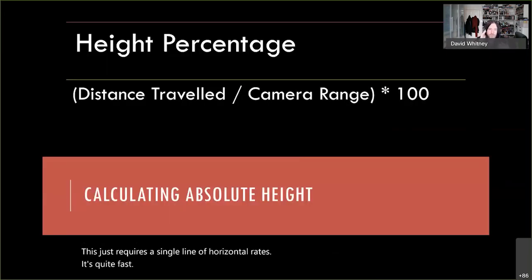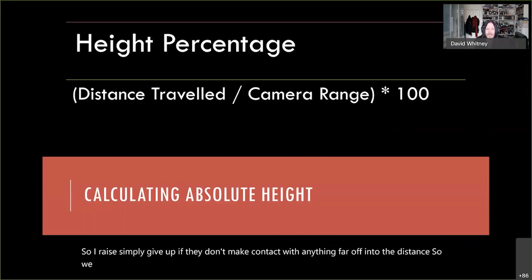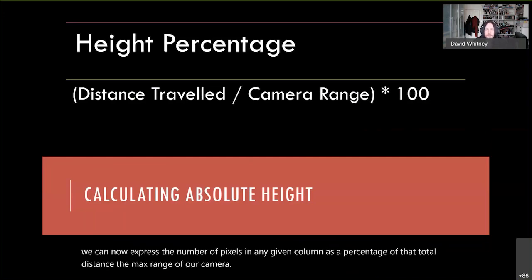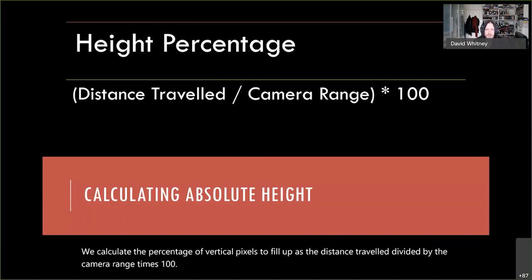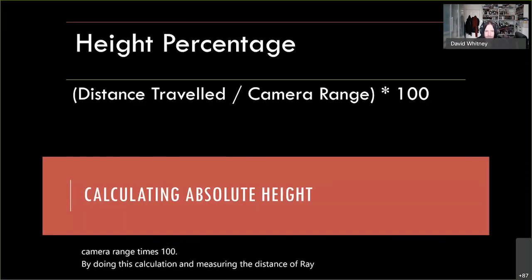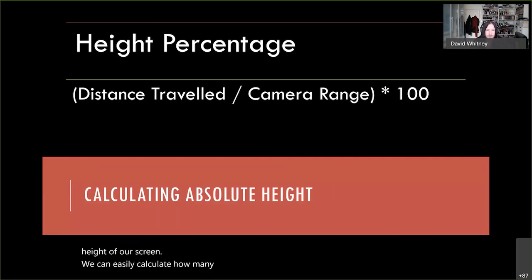What we do is we set a max range on our camera. So our rays simply give up if they don't make contact with anything far off into the distance. So we can now express the number of pixels in any given column as a percentage of that total distance at the max range of our camera. We calculate the percentage of vertical pixels to fill up as the distance traveled divided by the camera range times 100. By doing this calculation and measuring the distance a ray travels, and by knowing the target height of our screen, we can easily calculate how many pixels to draw. So by doing this, we project our 2D plane into 3D space.